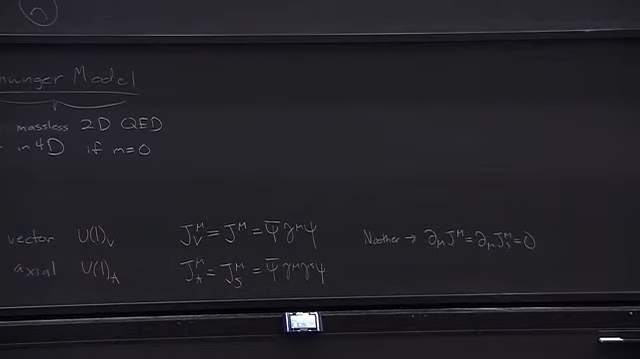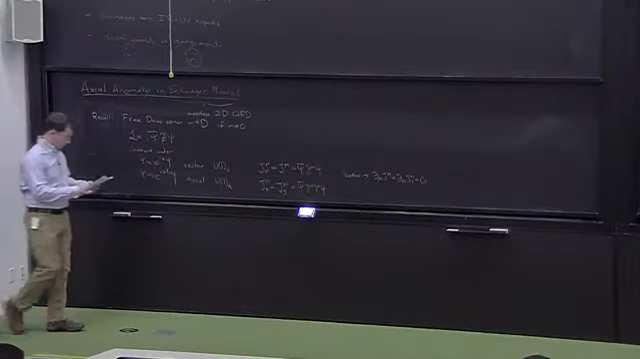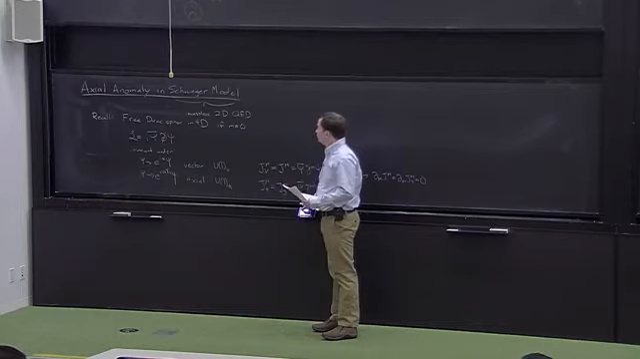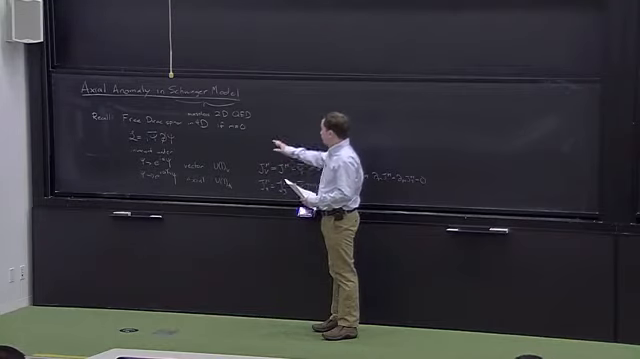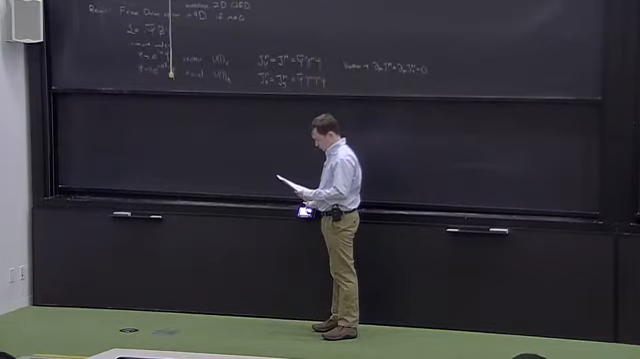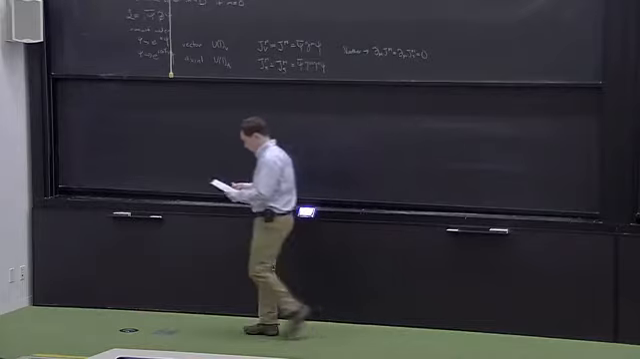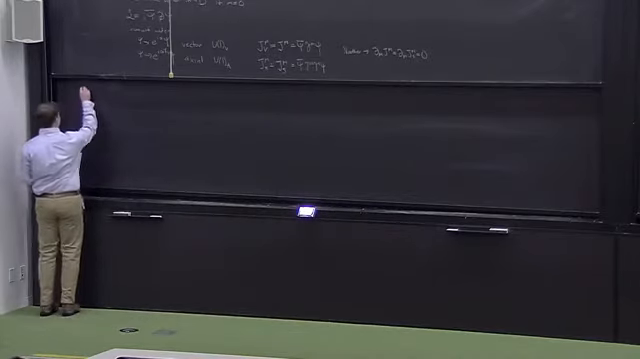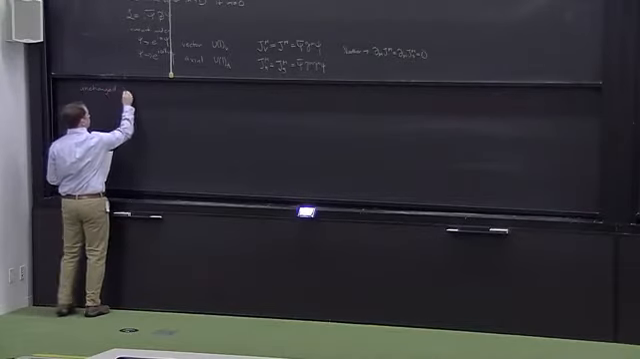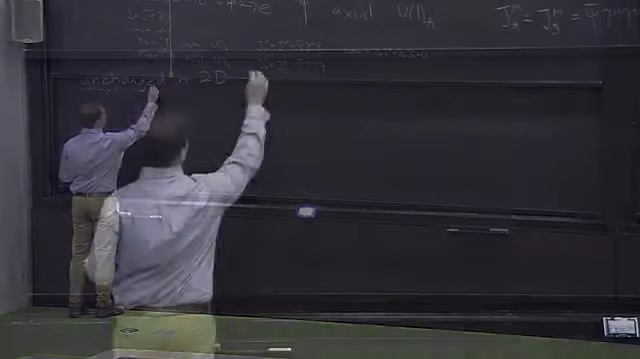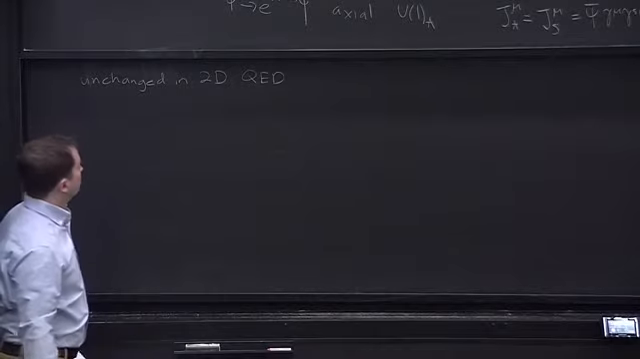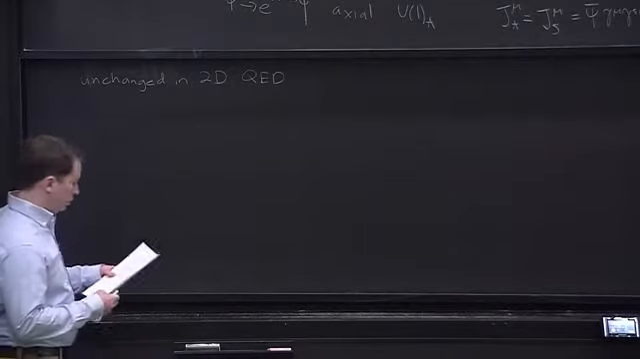So this is hopefully familiar to you from UFT1. And basically none of this will change if we go to 2D instead of 4D. This is unchanged in 2D. So going from 4D to 2D doesn't change it, and neither does adding an electromagnetic field.